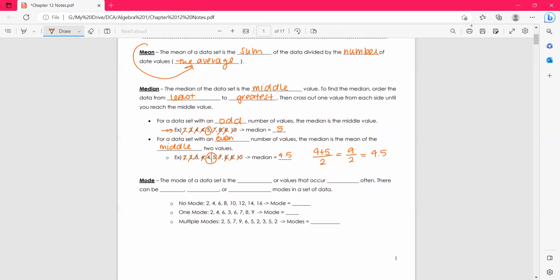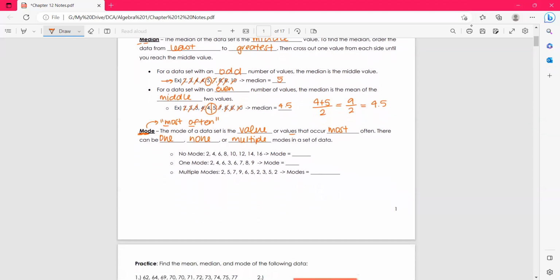And then mode, and how you're going to remember this is, and we'll talk about the definition. The mode of a data set is the value or values, could be multiple, that occur most often. And that's how you're going to remember it. M-O, mode, right? MO is most often. None of the other ones, these start with ME, ME, MO, most often. There can be one, none, or multiple modes in the data set.